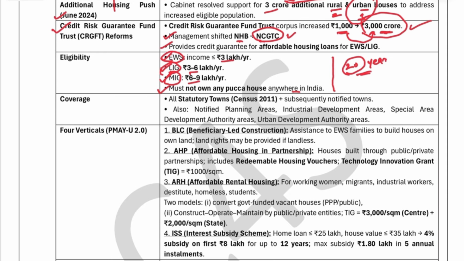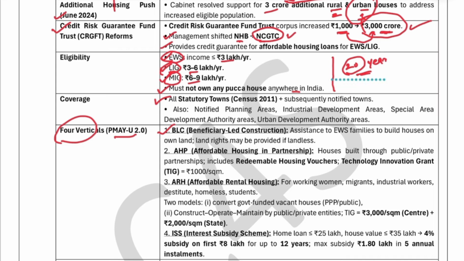The next important thing is it is going to cover all statutory towns. Okay, and we have 4 verticals. A question can be like, they will give 5 options and ask which of the following is not one of the components under Pradhan Mantri Awas Yojana 2. So just remember the names and short forms of these 4 components.